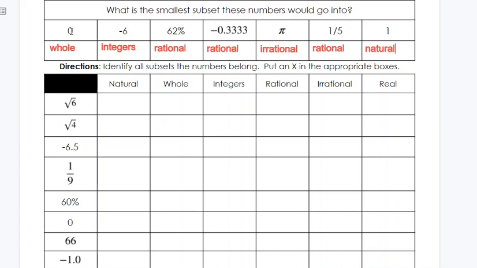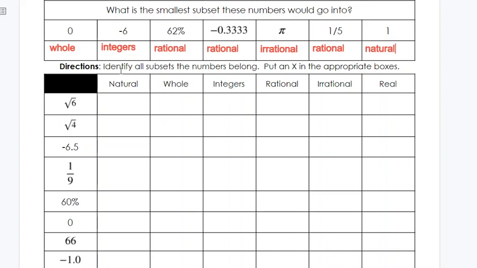So 0, the smallest subset it would go into would be whole numbers. -6 is a negative whole number, so that goes into integers. 62%, if I change that to a decimal, will be 0.62, which I can put as a fraction, so it's rational. Repeating decimals are rational. Pi is that big long number that goes on forever and ever and ever and does not repeat, so it's irrational. A fraction is always rational. 1 is a counting number. It's our natural number, so that is natural.